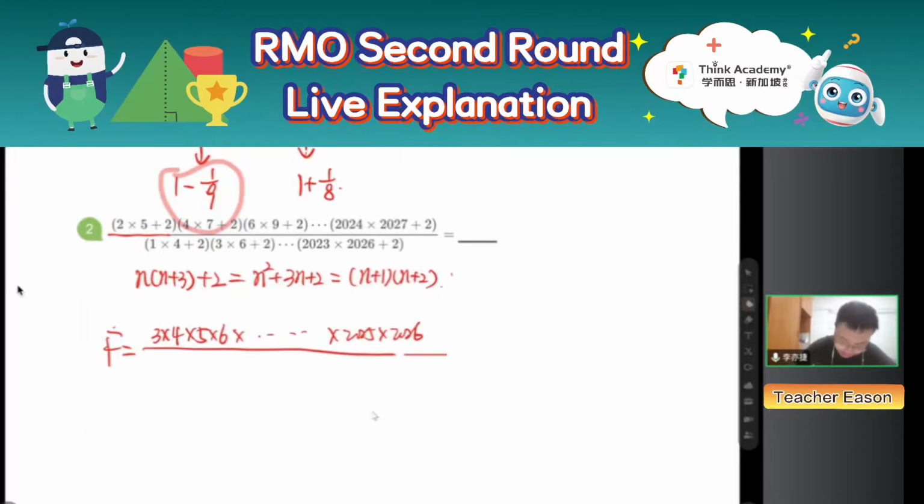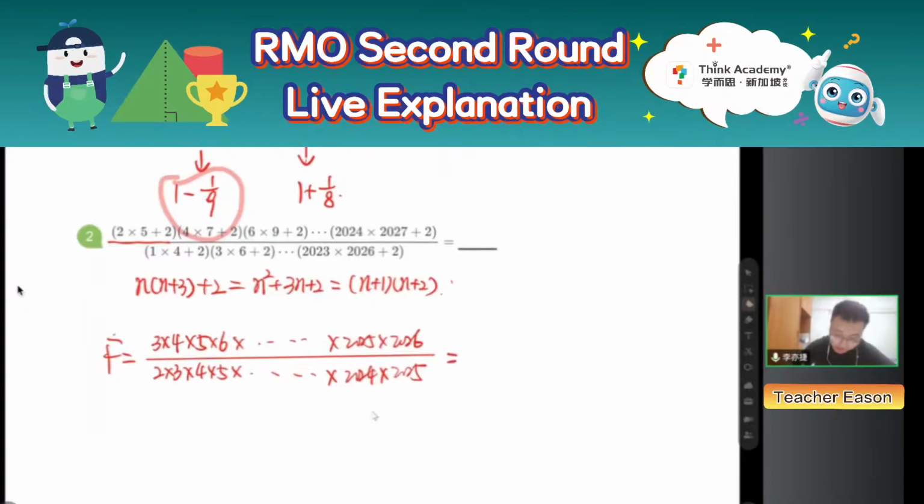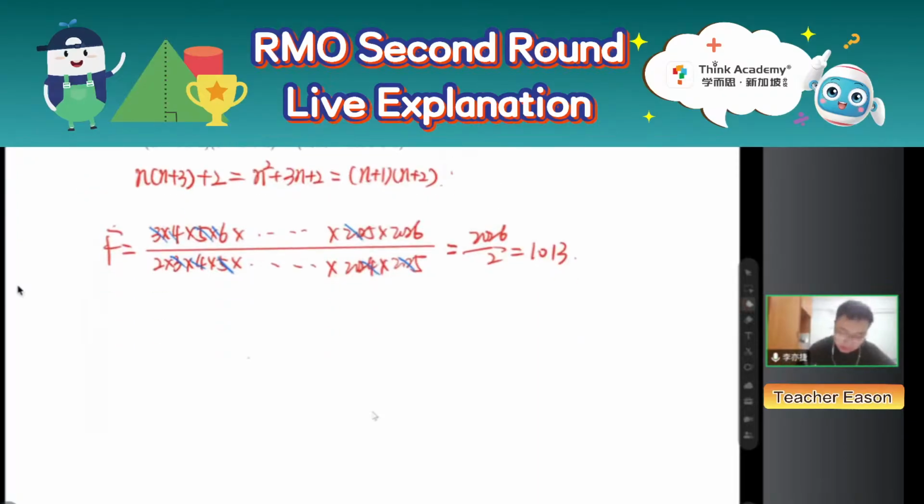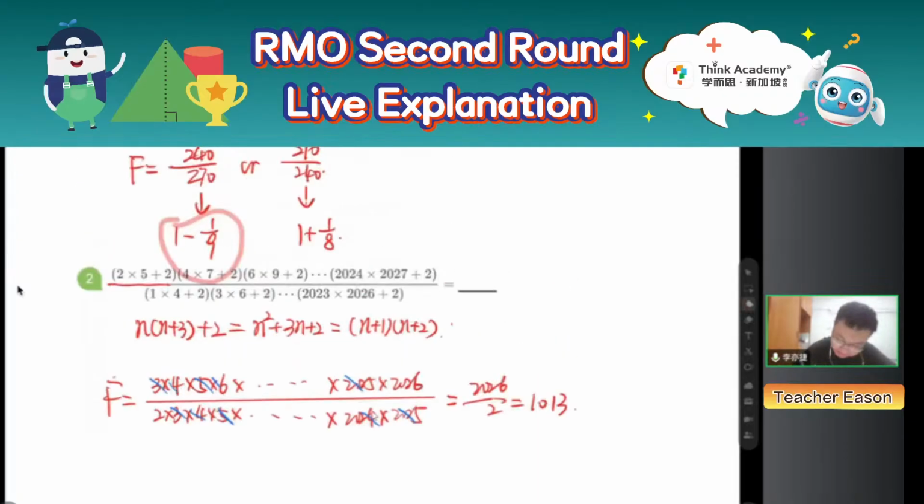And then the numerator is 2, 3, 4, 5, and so on, up to 2024, 2025. So now we can cancel out everything in the middle. The only remaining is 2026 over 2, which is 1013. So now the second question is also easy.